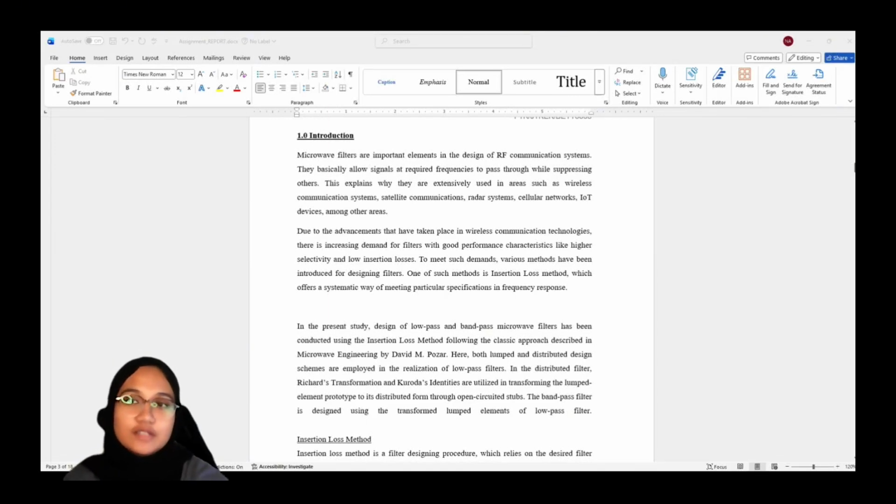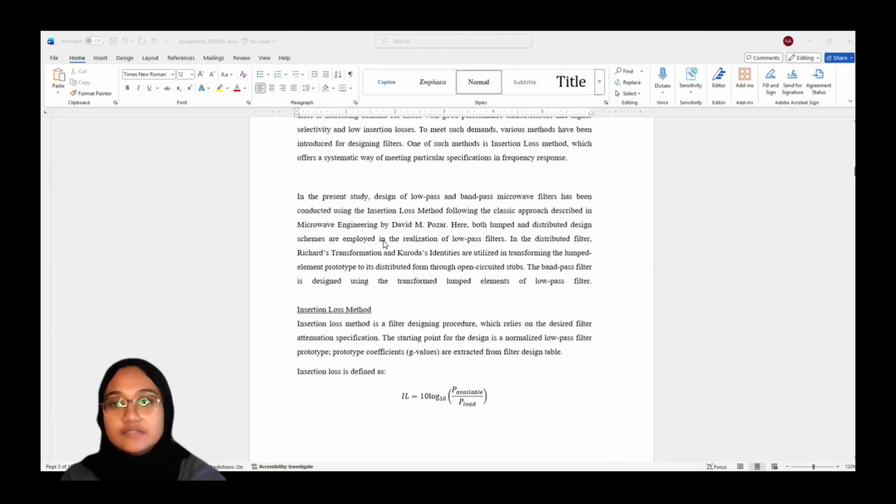Now I would like to present the introduction part. Our project focuses on designing microwave filters using the insertion loss method. Microwave filters are important in RF communication systems because they allow desired frequencies to pass while rejecting unwanted frequencies. These filters are widely used in wireless communication, satellite systems, radar, and IoT applications.